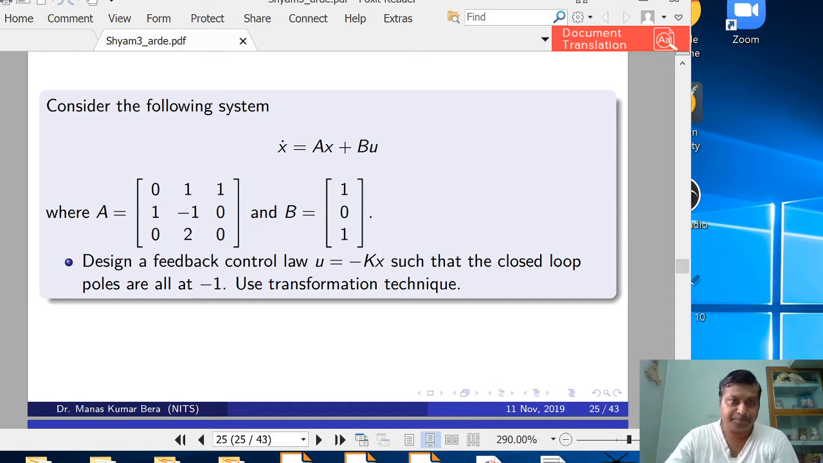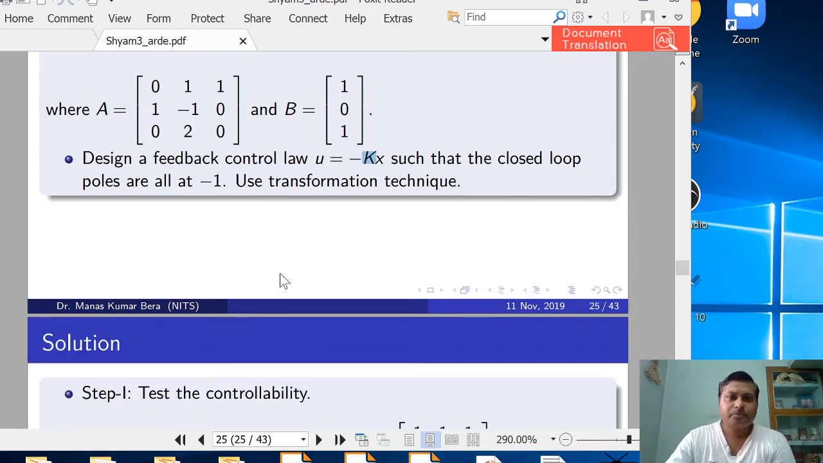Now the problem is given: design a feedback control law u equal to minus kx such that the closed loop poles all are at -1. So we want to place the poles of this system all at -1, which means it is a third order system, so all the three poles will be located at -1. We have to use the transformation technique to design this K matrix. Just follow the steps, then you can easily design.